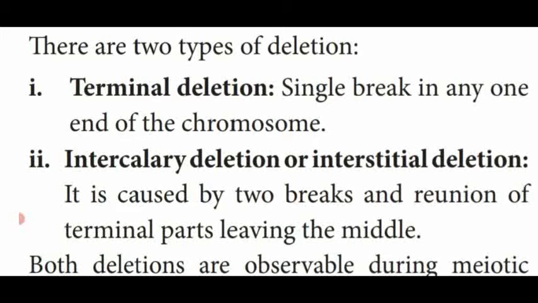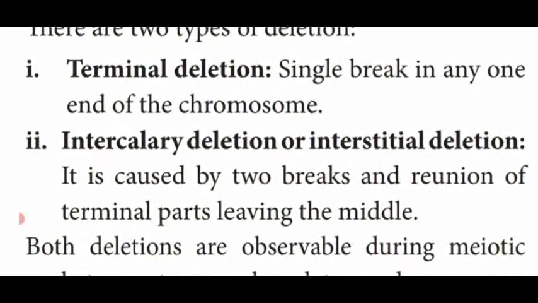The gene locus D, which is present in the middle position, that segment is deleted. So two parts of the chromosome are separated or broken. And finally both the segments are reunited by leaving the middle part, the gene named D. That is said to be intercalary deletion.